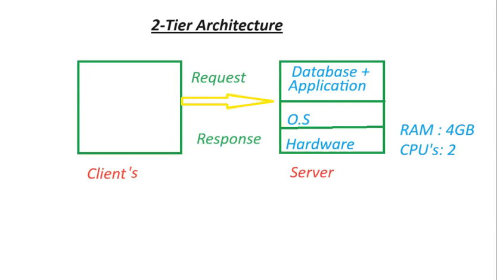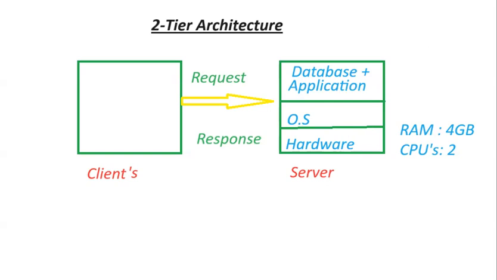And another thing is, due to multiple requests, what happens? My machine was able to respond for that. Since it is having only 4 GB RAM and only 2 CPUs, my machine was unable to respond to my clients. So my machine was unable to respond to my clients.